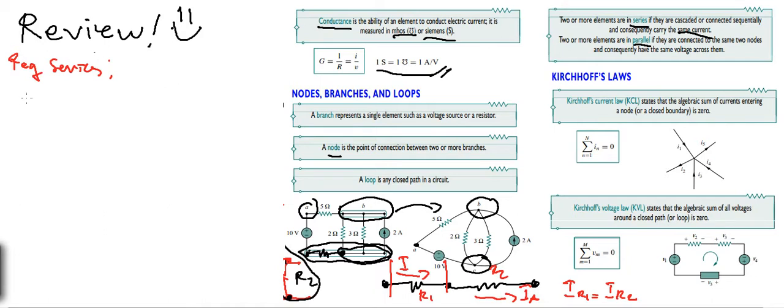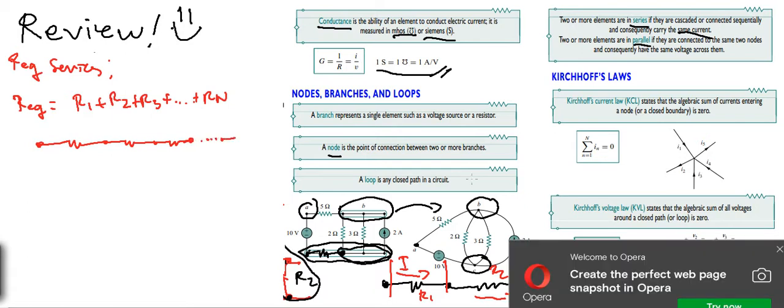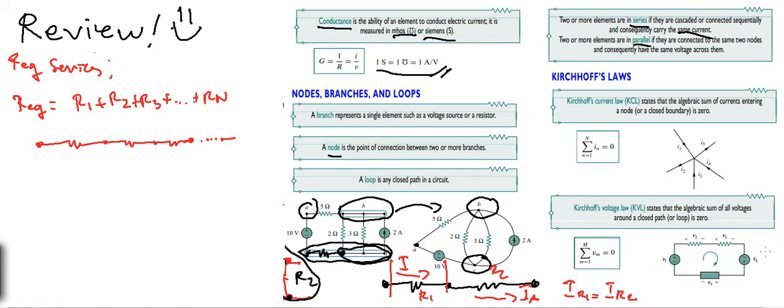Now, getting the R equivalent for series is simply R1 plus R2 plus R3 and so on, up to Rn. If we have R1, R2, R3, up to Rn, getting the R equivalent is simply adding them.